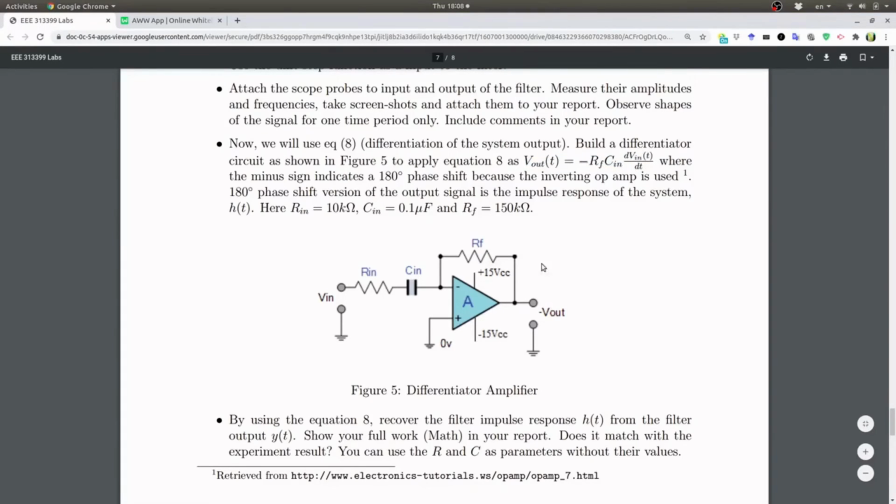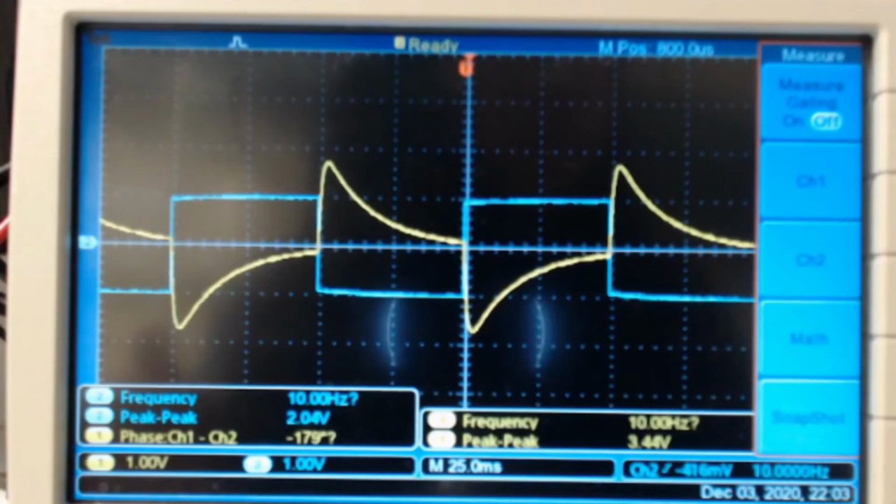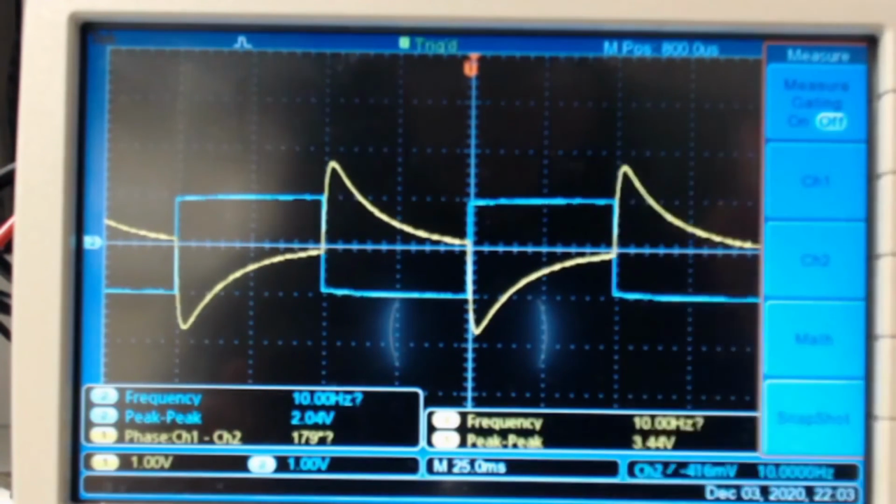What should you do if you want to get the positive? You just simply use another op-amp, not a differentiator circuit, just a summing amplifier. If we don't have another signal, it will give you the output as it is. So let's check the amplitude and frequency. Frequency is the same, 10, amplitude is 2 Vpp, but there is gain.